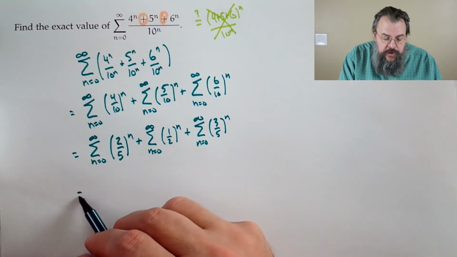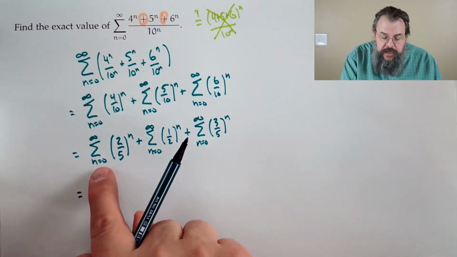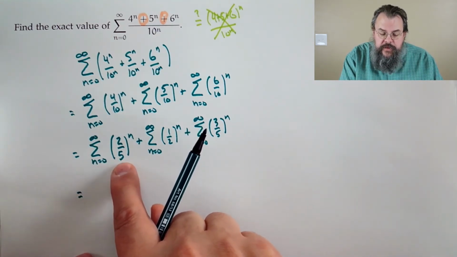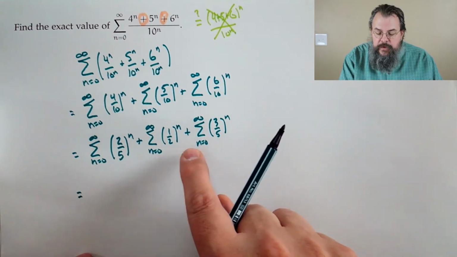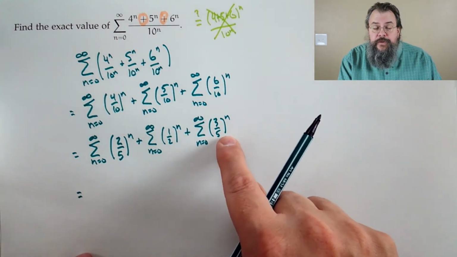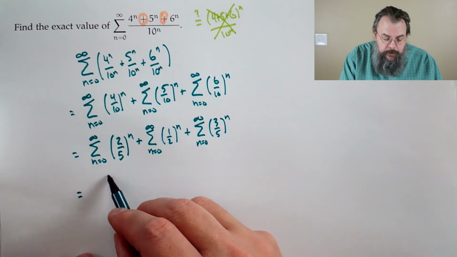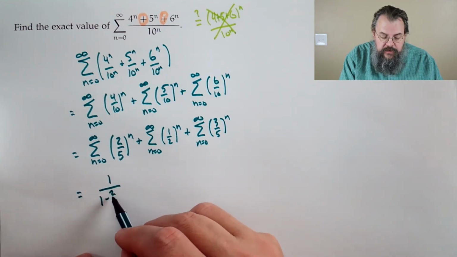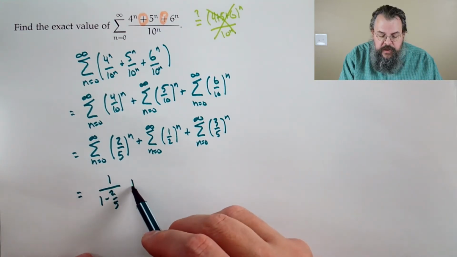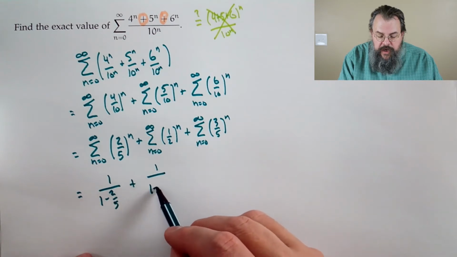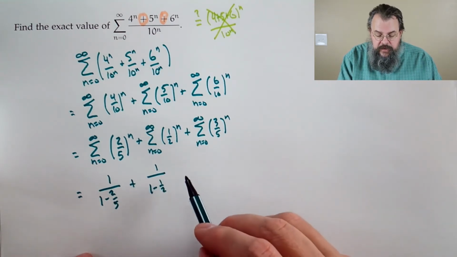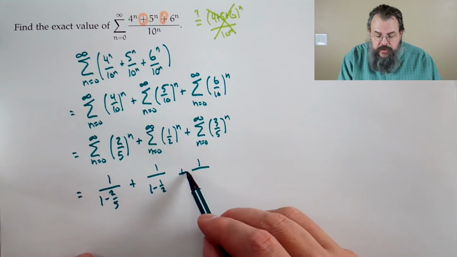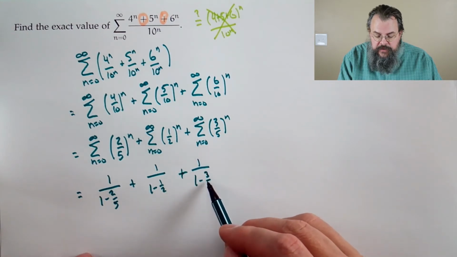So, what's the first term? Well, n equals 0. 2/5 to the 0 is 1. Here, a half to the 0 is 1. 3/5 to the 0 is 1. So it's going to become 1 over 1 minus 2/5. That's the first sum. 1 over 1 minus a half. That's the second. And 1 over 1 minus 3/5.